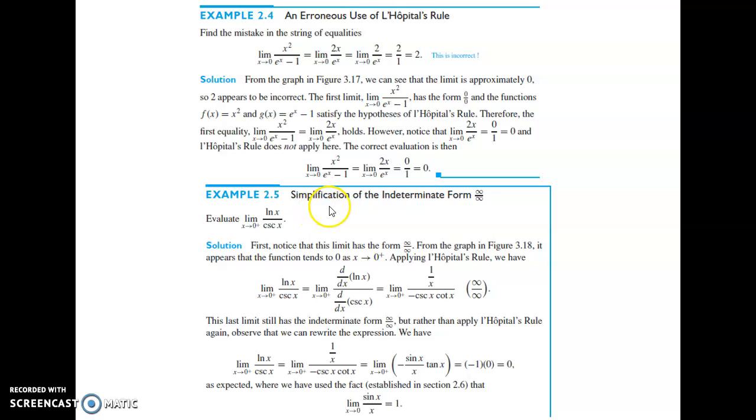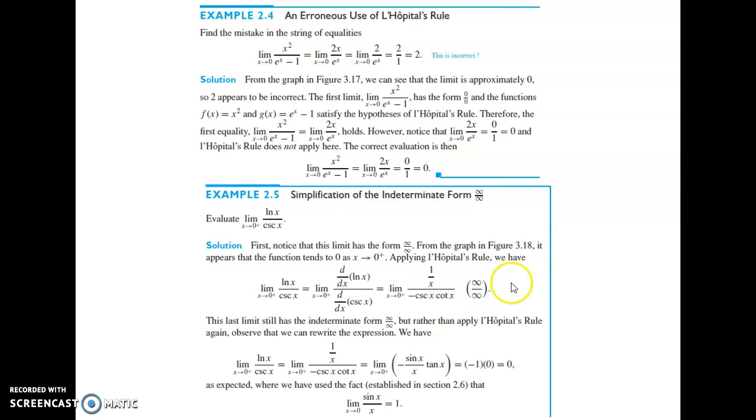Sometimes you need to do simplification in finding the limit. For example, limit of ln x by cosecant x as x tending to 0 plus, where 0 plus means greater than 0. So I substitute x is equal to 0, ln 0 is infinity, cosecant 0 is infinity. So we get infinity by infinity. Then we apply the L'Hopital's rule. Then we find the derivative of ln x and cosecant separately. Then we have this. Then when again I put x is equal to 0, again I get this.